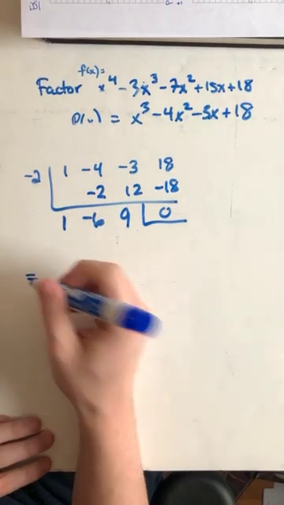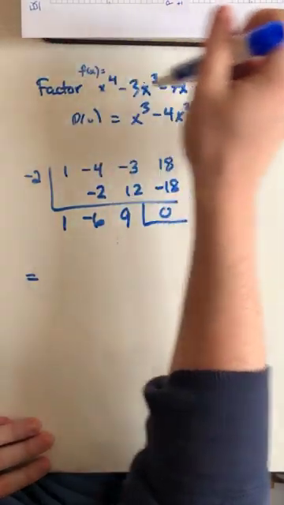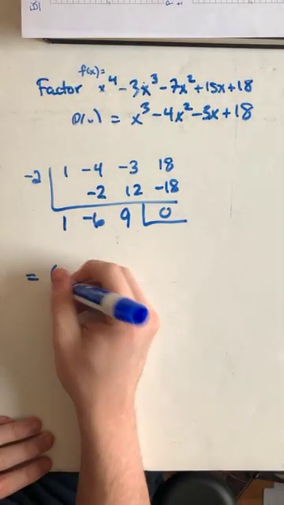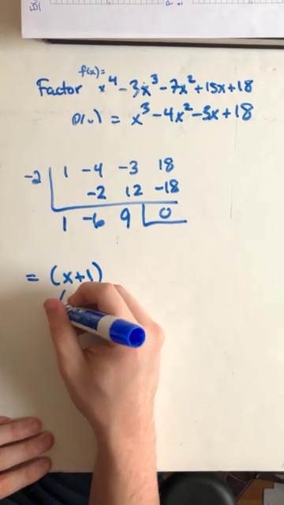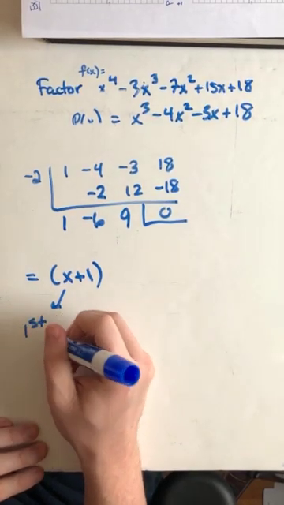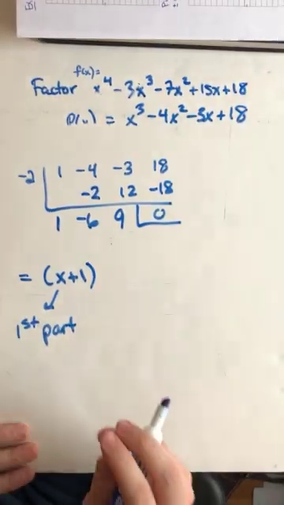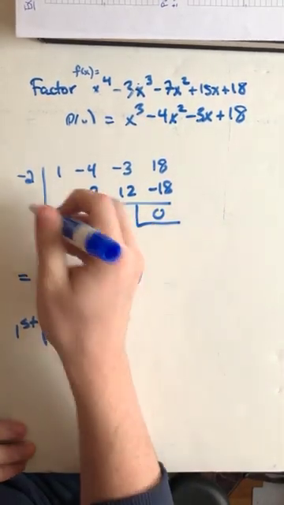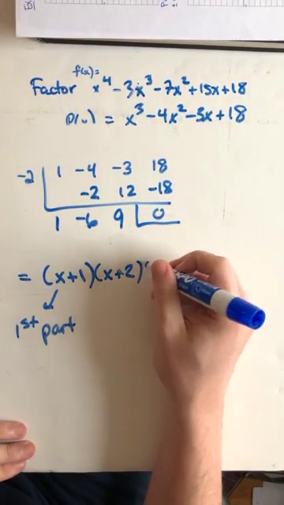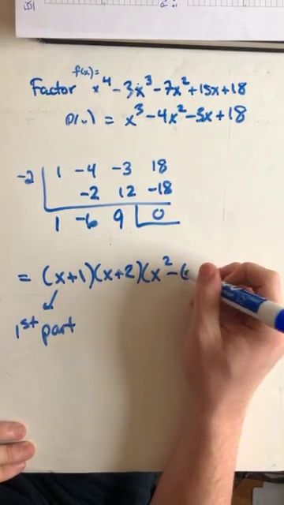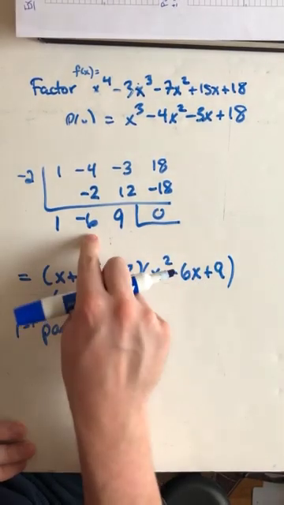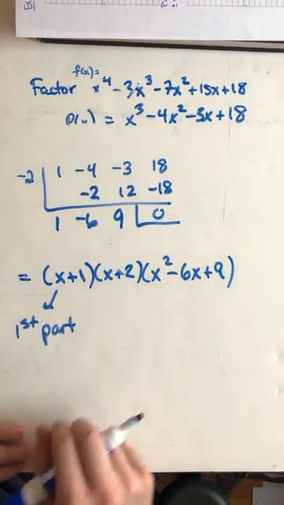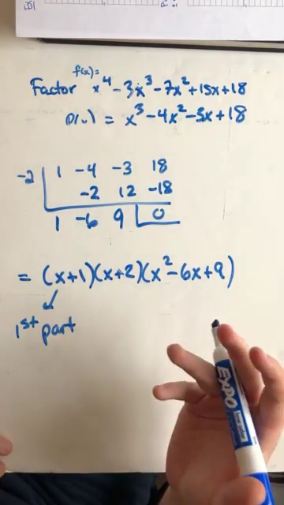Okay, now my final factored form is still from the original here. So I'm going to go x plus 1 from the first part. Okay, that doesn't go away. That stays with it. X plus 2 from the new part. And x squared minus 6x plus 9 also from the new part.